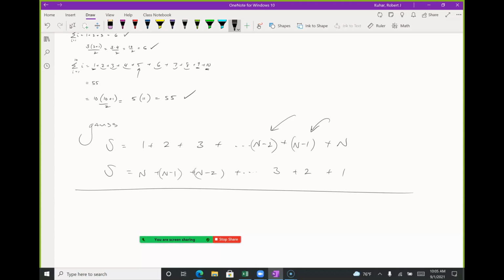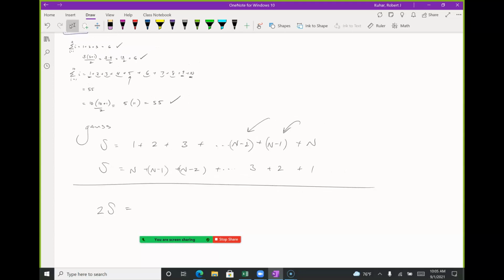But I'm going to add these things up. So on the left side, I get 2s, right? I get twice the sum. The sum plus the sum is 2s, right? And then look, notice what happens here. What do I get when I add these two up? I get an n+1.